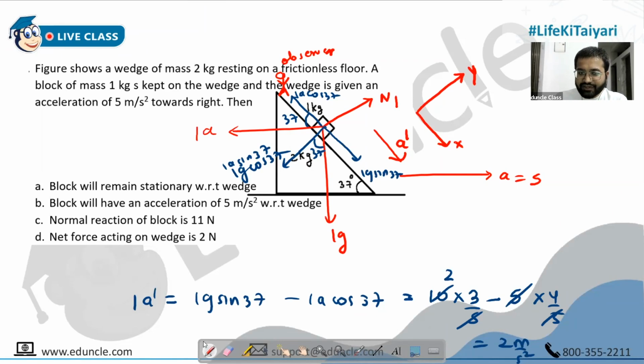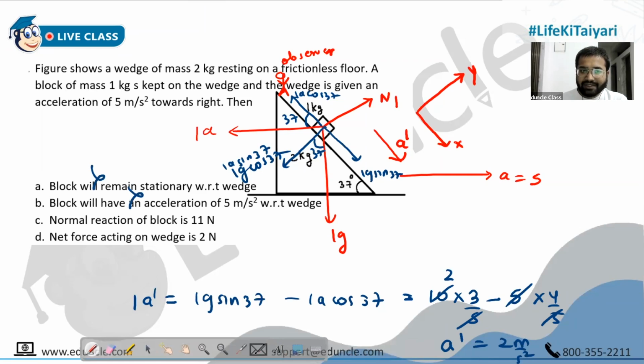This is the value of A dash. So option A is wrong, option B is wrong. Because they have mentioned the block will remain stationary, that's wrong. Block will accelerate with acceleration of 5, that's also wrong. This is done.